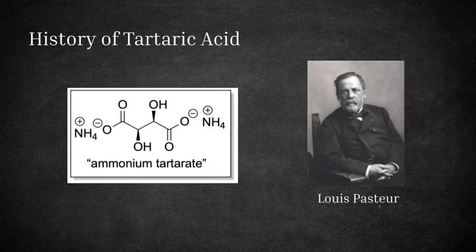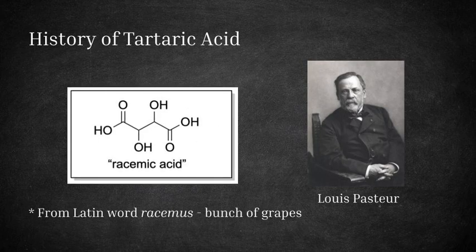In the mid-1800s, Louis Pasteur conducted a study on the recrystallization of tartrates, salts of the conjugate bases of tartaric acid, commonly found in wine. His research initially focused on a compound he named racemic acid, coming from the Latin word racemus, meaning a bunch of grapes.